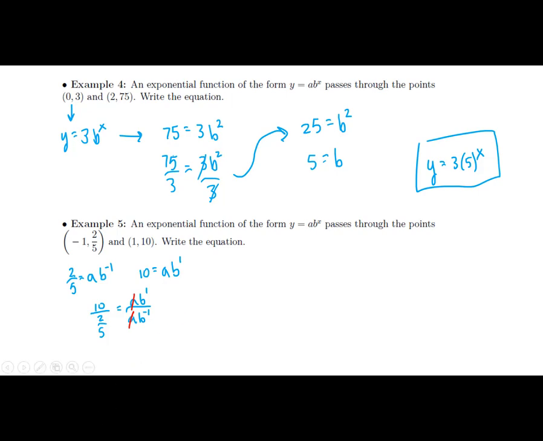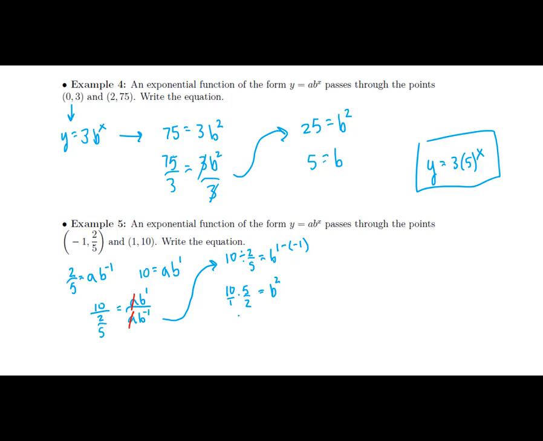So on the left-hand side there, we've got to simplify this. Let's go over here to get some more room. 10 divided by 2/5 is equal to... and then let's remember what we do. When we have like bases that we're dividing, we can combine them by taking the top minus the bottom exponent. So b raised to the 1 minus -1. On the left, we flip the second fraction and multiply. On the right, we get b squared.